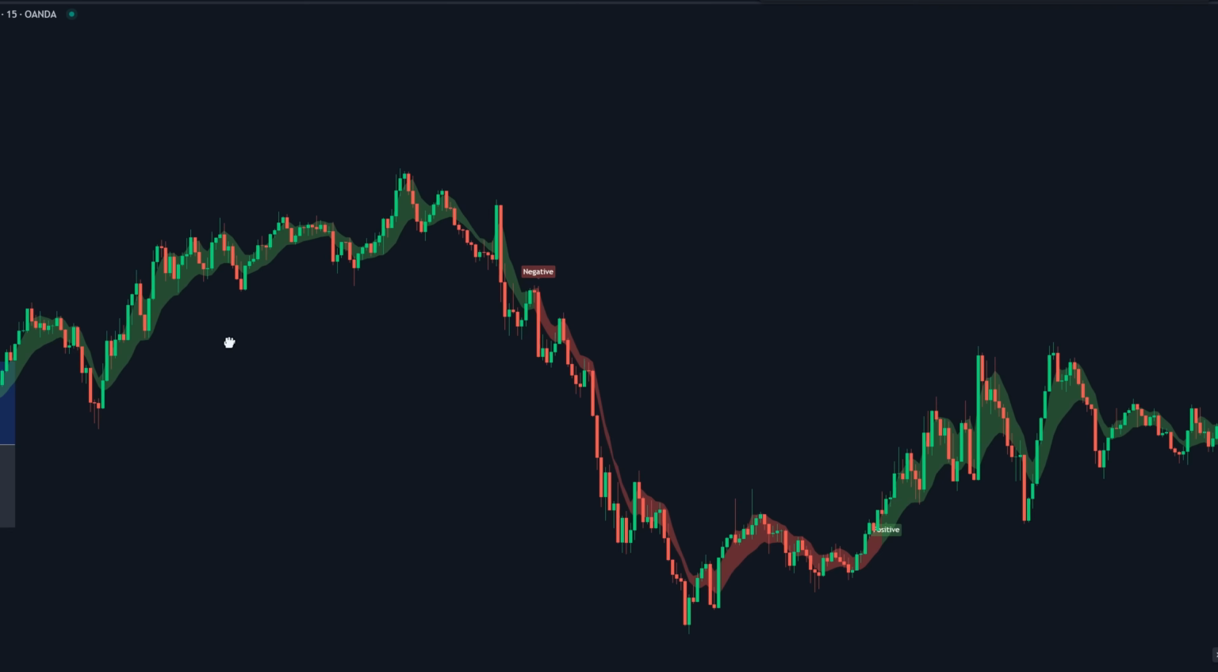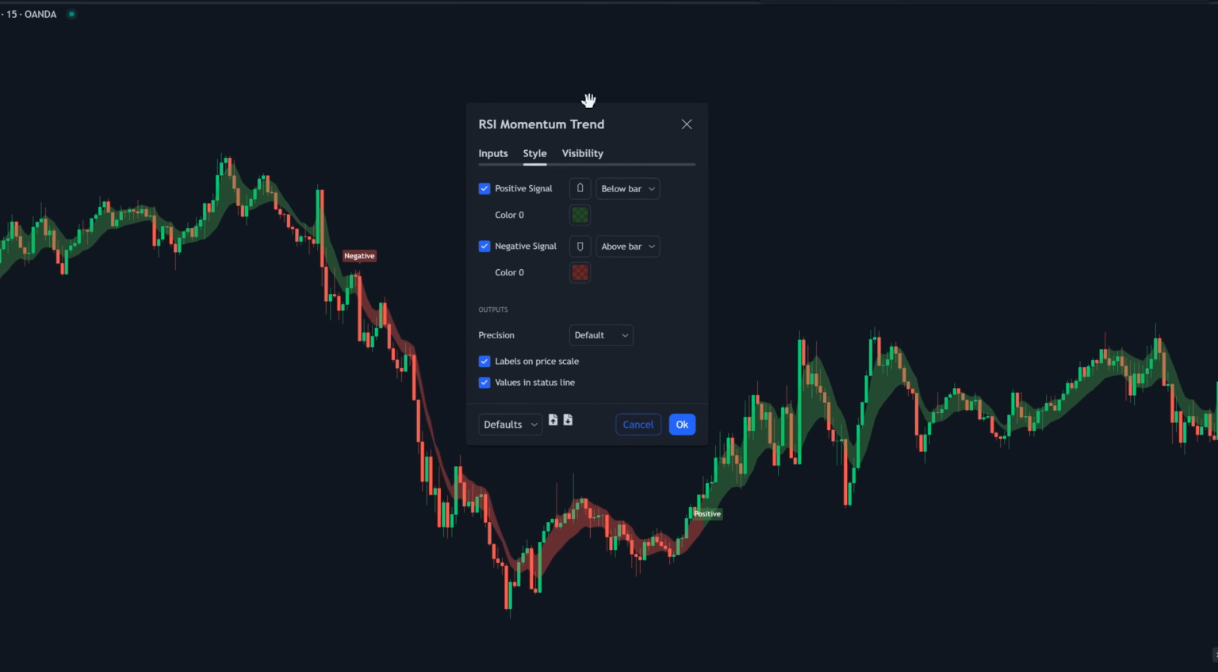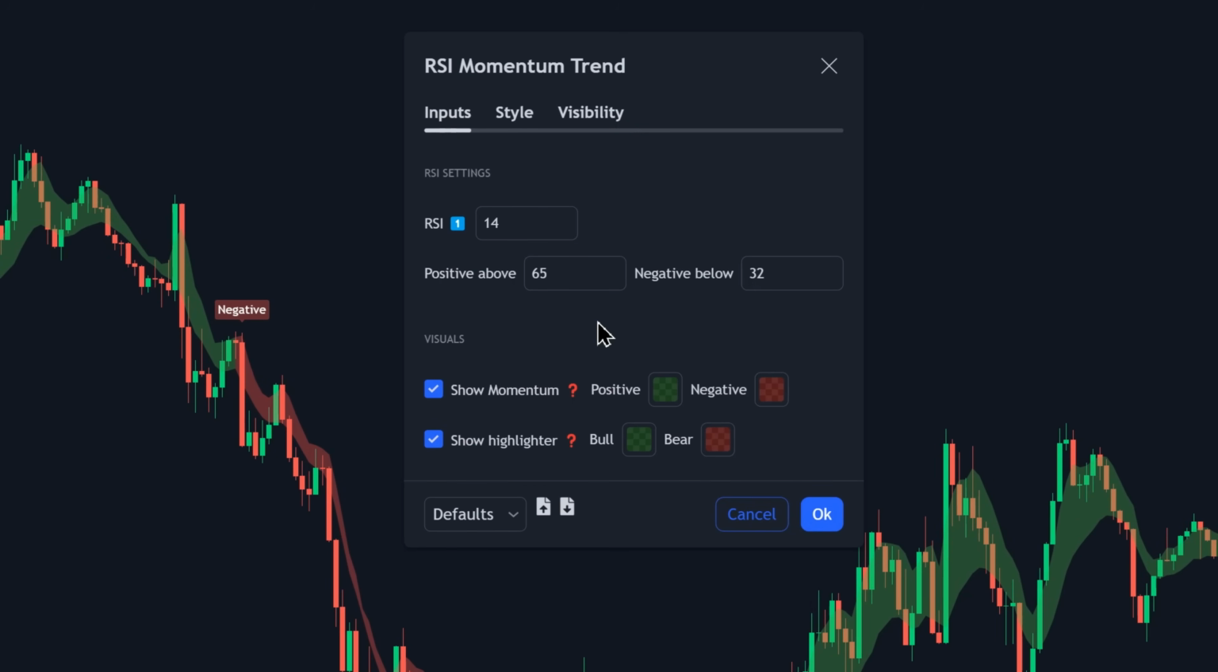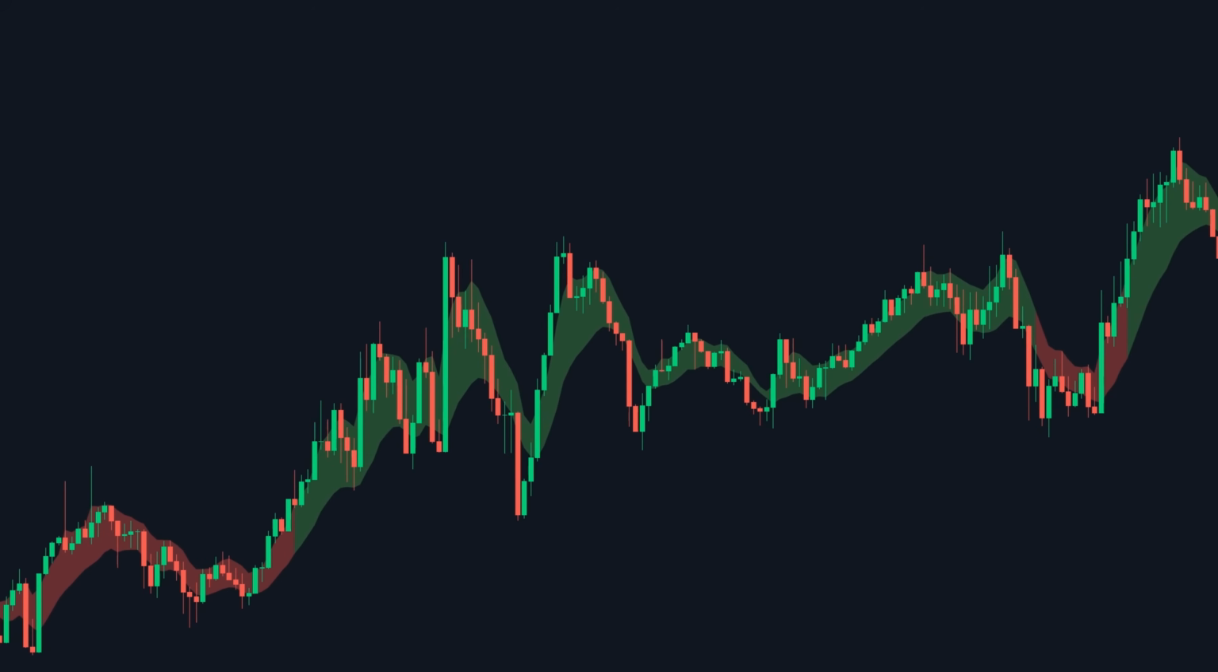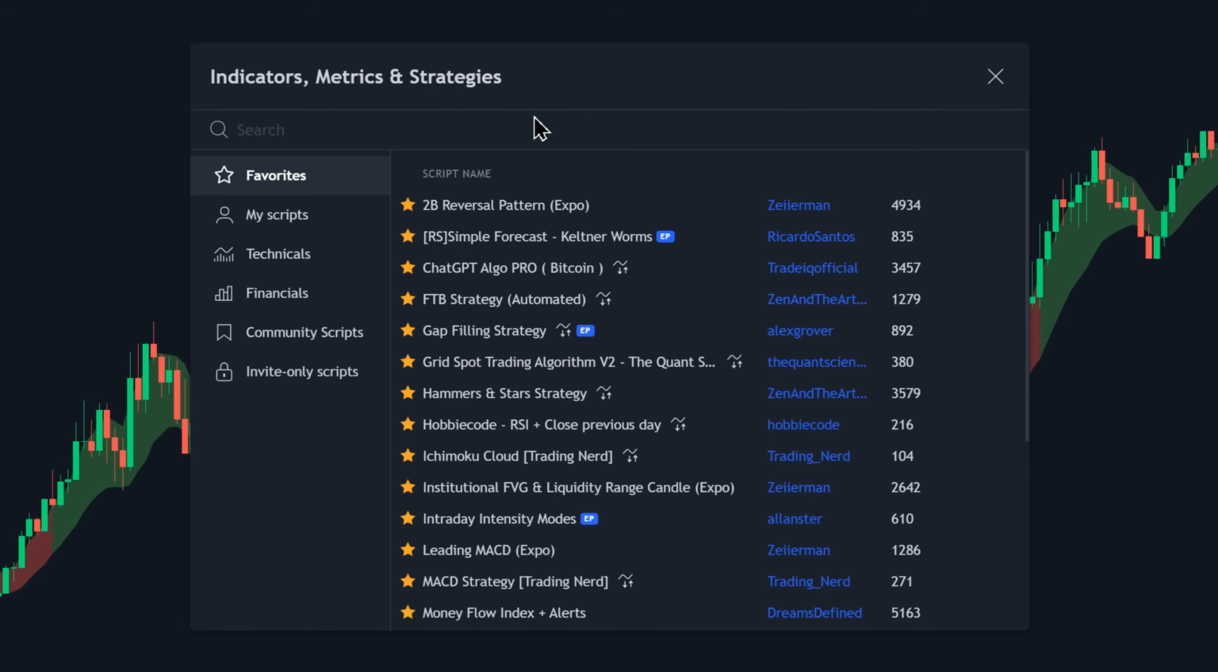Open the indicator settings so we can customize it to our strategy. On the Inputs tab, you want to change the negative value to 35. Then under the Visual settings, we're going to disable the Show Momentum option. After that, click OK. Next, open the Indicator Search tab so we can add one more indicator to the chart.